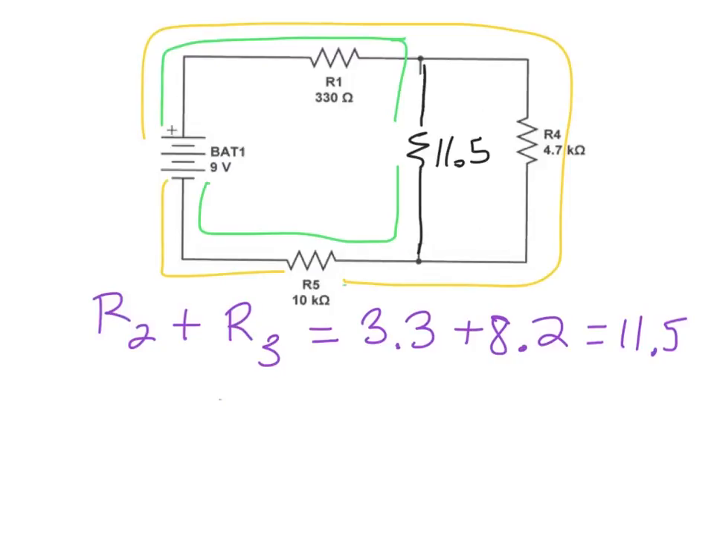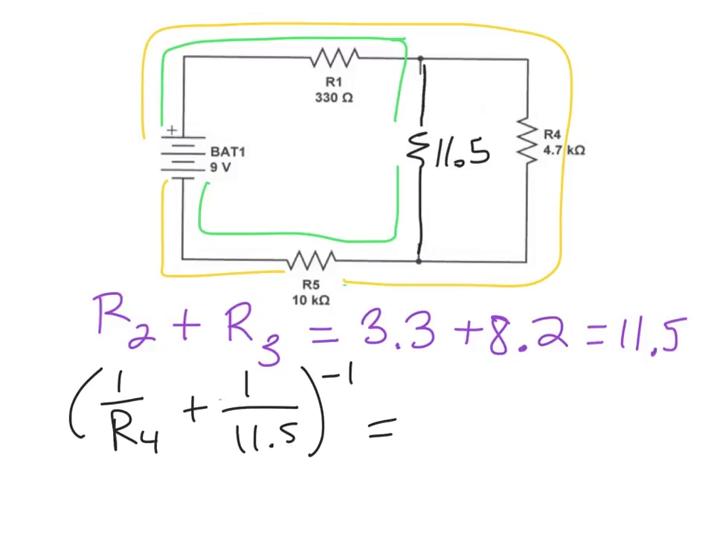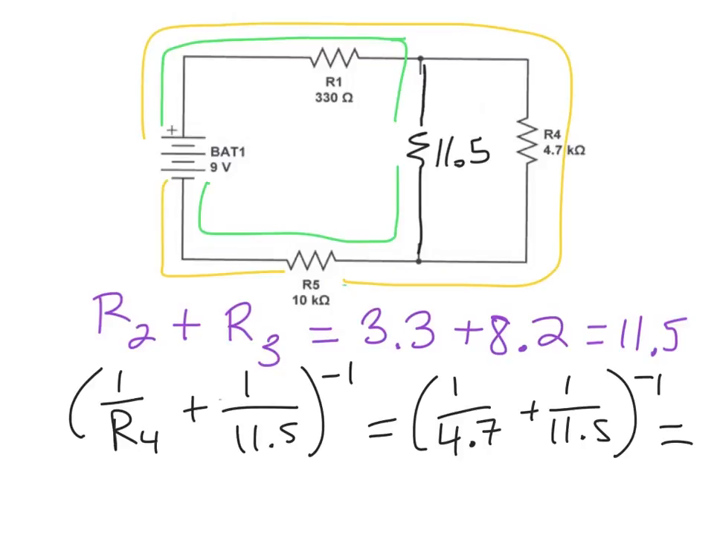So what I'm going to do is use that addition technique that we got before. I'm going to say 1 over R4 plus 1 over whatever that new one is, 11.5. So let's put that in there to the negative first. That's going to be 1 over 4.7 plus 1 over 11.5 to the negative first. So let's calculate what that is. And I come up with 3.3, I think, somewhere around there.